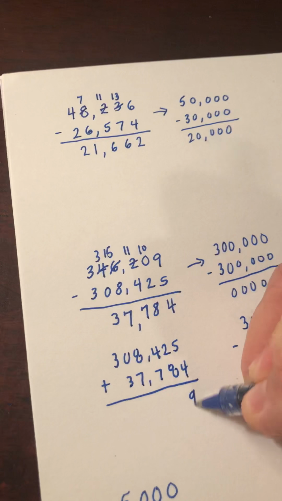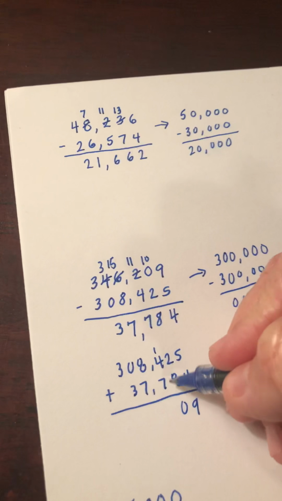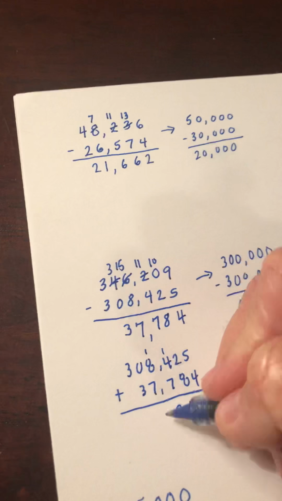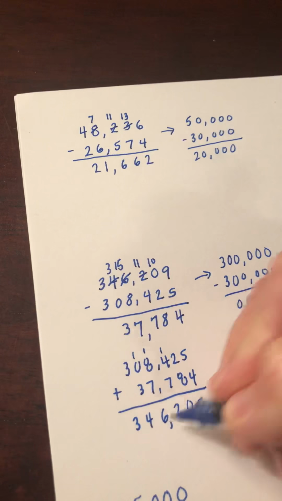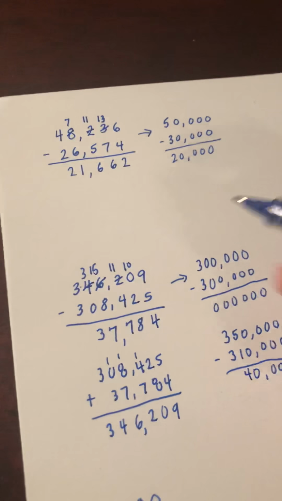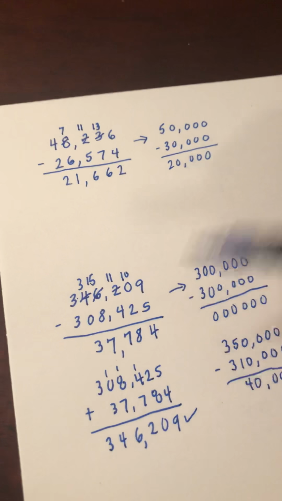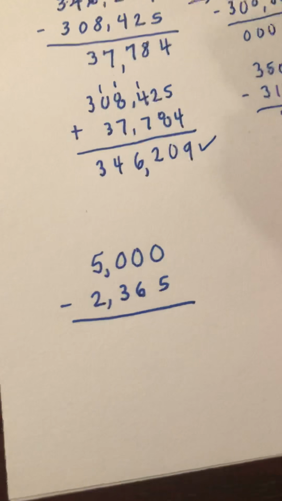So 5 plus 4 is 9, 8 plus 2 is 10, regroup my 1, 5 plus 7 is 12, 16, 4, and 3. 346,209, 346,209. So that checks out. So I've done my subtraction and I've done my addition to go back and make sure that my answer is correct. All right, one more thing we're going to talk about is subtracting across zeros.